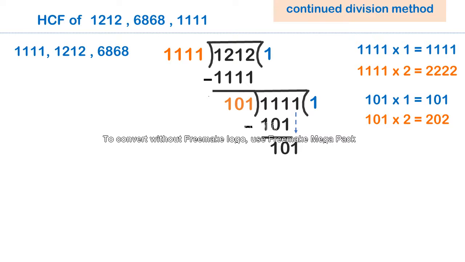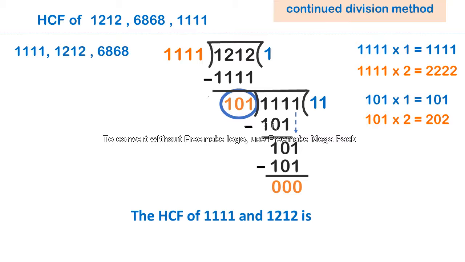Now pull down 1. We have 101. How many times does 101 go into 101? One time. And subtract. We get the remainder 0. If the remainder is equal to 0, this means the divisor of the last step is the SCF of 1111 and 1212. So the SCF of 1111 and 1212 is 101. See, we found the SCF of just two numbers, 1111 and 1212.